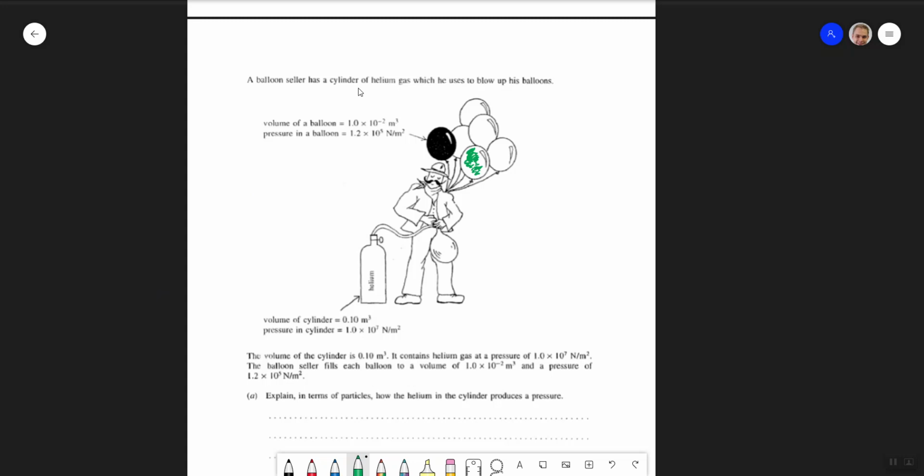A balloon seller has a cylinder of helium gas used to fill up his balloons. Volume of a balloon, 1 times 10 to the minus 2 cubic meters. Pressure in a balloon, 1.2 times 10 to the 5 newtons per meter squared. Volume of cylinder, pressure in cylinder, 1.0 times 10 to the 7. The volume of cylinder is 0.1 meter cubed, there's helium gas. Explain in terms of particles how the helium in the cylinder produces pressure.